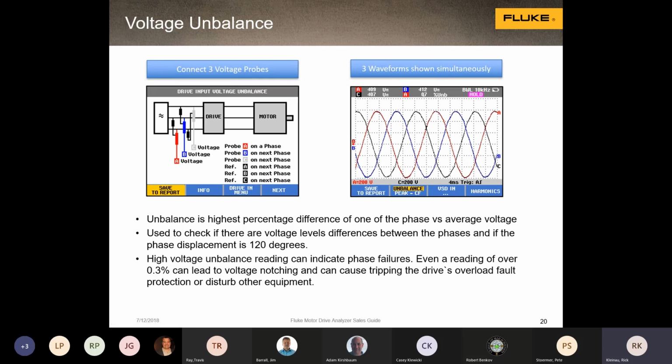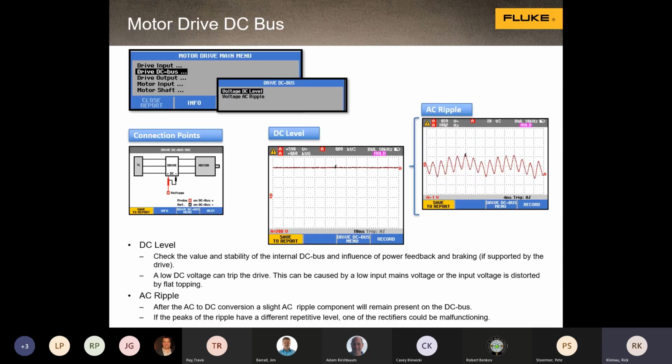Unbalance is a critical measurement on the line side of the drive. This shows me all three waveforms, and where my cursor is, it has calculated the unbalance. Generally, these readings at the top can be recorded over time too. So I think I've got an unbalance problem, but it only happens when a machine next door turns on. I can record for days the volts, amps, the unbalance, these readings at the top.